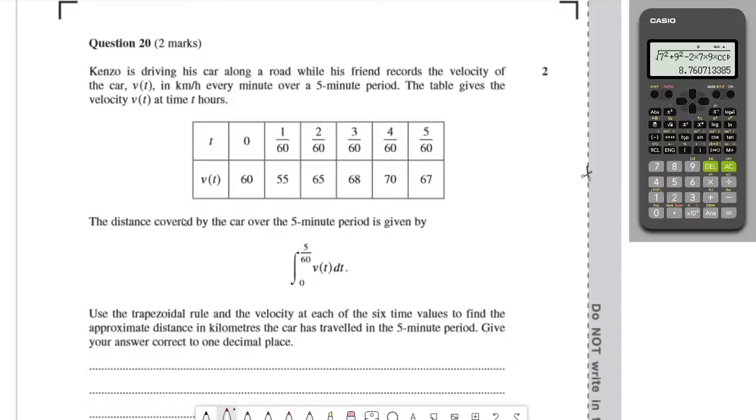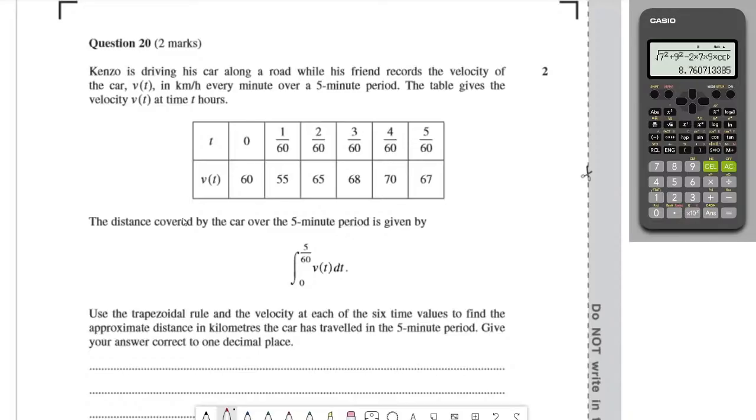Kenzo is driving his car along a road while his friend records the velocity of the car, v of t, in kilometers per hour, every minute over a 5-minute period. The table gives the velocity v of t in time t hours as the following. Okay, so the time is every 60th of an hour. Okay, anyway.